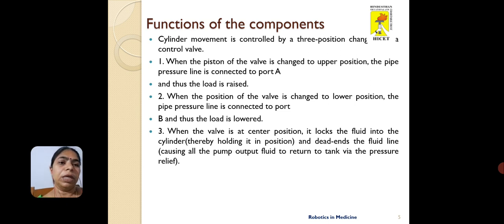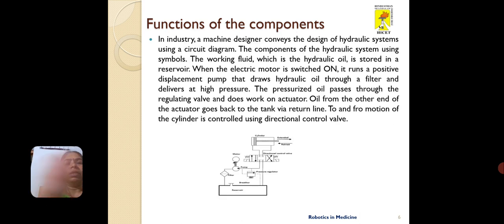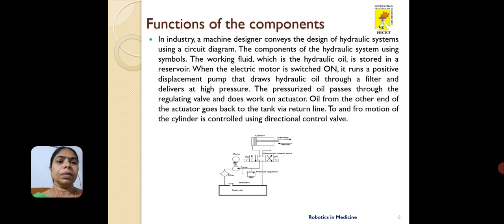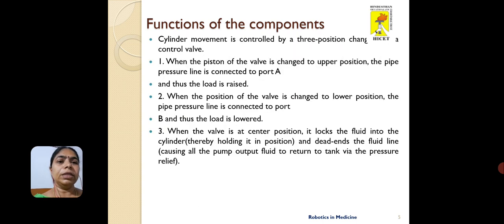Now, let us discuss the cylinder movement, how it is controlled. Let us see the cylinder movement and how it is controlled by three position changing control valves. When the position of the valve is changed to the upper position, the pipe pressure line is connected to port A and thus the load is raised. When the position of the valve is changed to the lower position, then the load is lowered. When the valve is at center position, it locks the fluid into the cylinder and dead ends the fluid line.